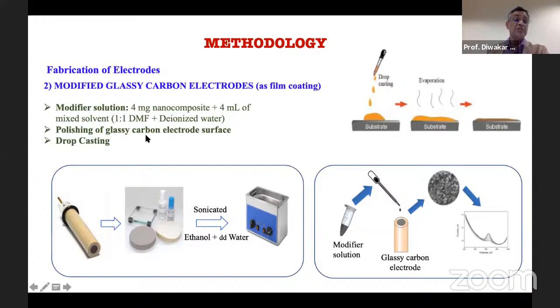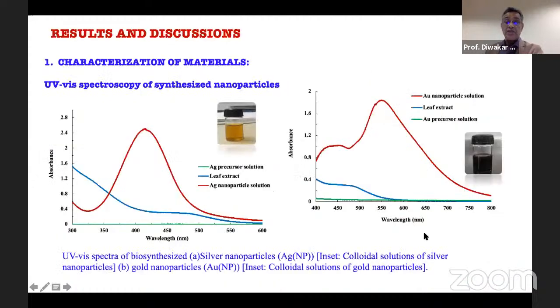For that, we prepared the modifier solution: 4 milligram of the composite plus 4 ml of mixed solvent, 1:1 DMF and deionized water. This is placed on the surface, and then the solvent is evaporated, and a very stable, firm coating is obtained. That is the casting, called drop casting. The drop casting method we adopted, and through that we used this electrode.